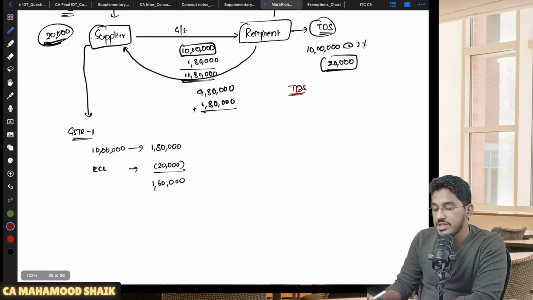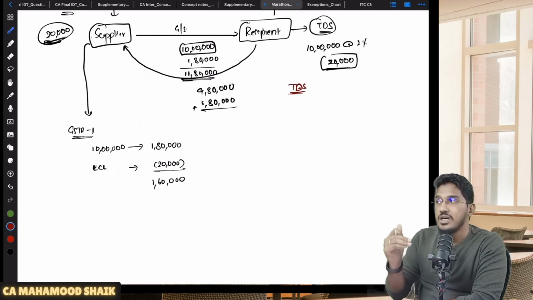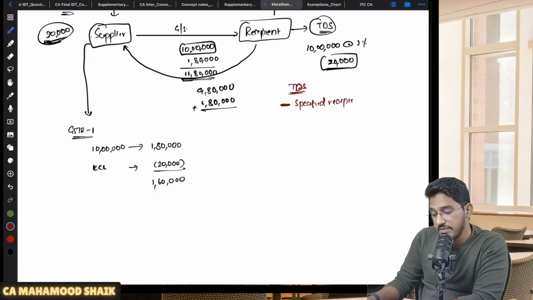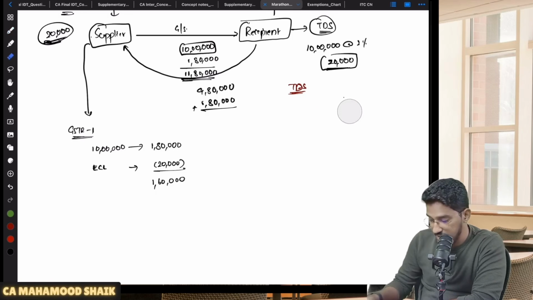Sir, what are the conditions which are required to be met in order for the recipient to be required to deduct the TDS? Number one, this TDS mechanism is not applicable for all recipients. The recipient should be a specified recipient, or let me put it this way, notified recipient. The government has notified certain recipients.